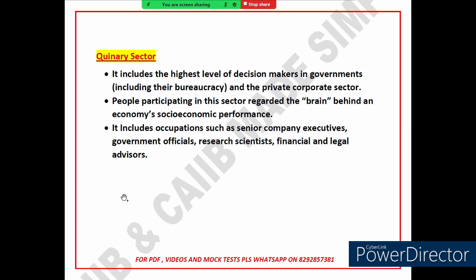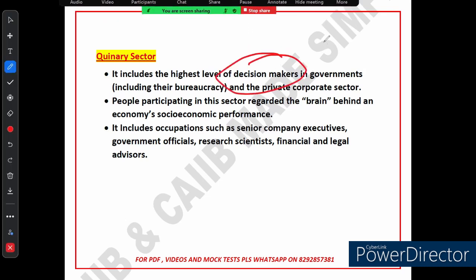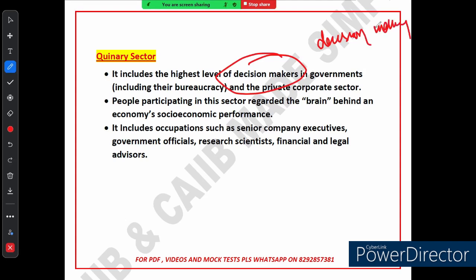Let's come to the quaternary sector. So far we have covered the primary, secondary, tertiary, and quaternary sectors of the Indian economy. Each of these sectors plays a unique role in how our economy functions. Today, in this section, we are going to talk about the final sector, the quaternary sector, which is called the decision-making powerhouse of the economy. Remember this: decision-making powerhouse of the economy. This is the key word. Decision-making powerhouse.